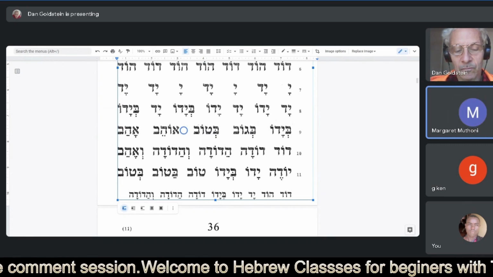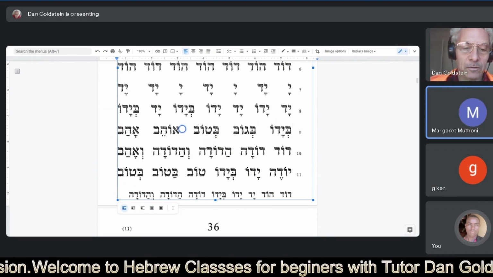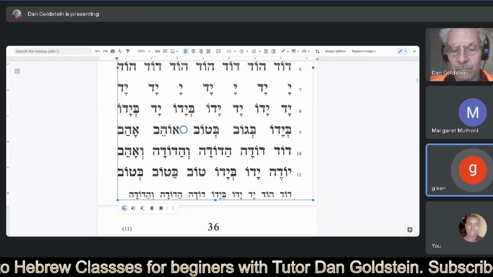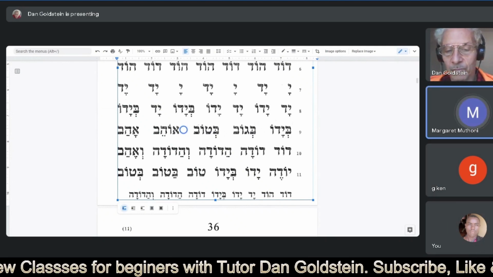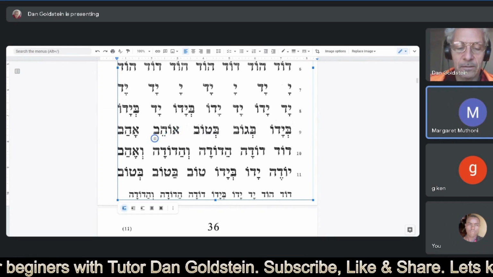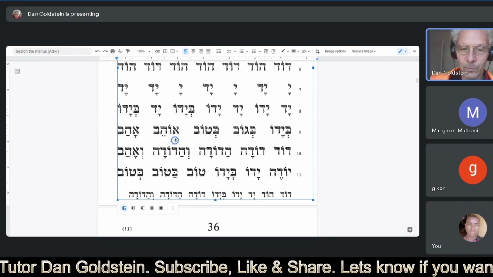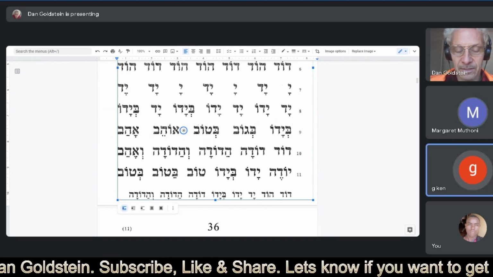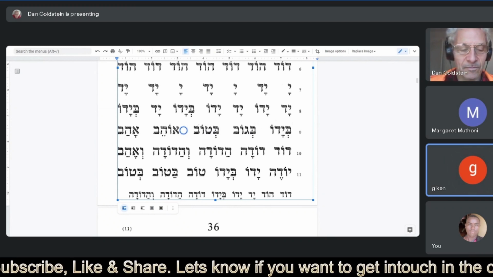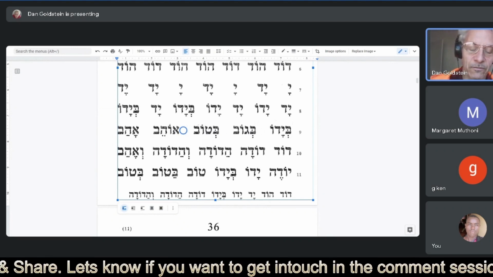I'll have. Aleph is silent. It's supposed to be pronounced as O. Oh, oh, hey, Ohev. Oh, hey, Ohev. Yes, there you go. Once more, Ohev. Nice. Very nice. That means to like or to love.